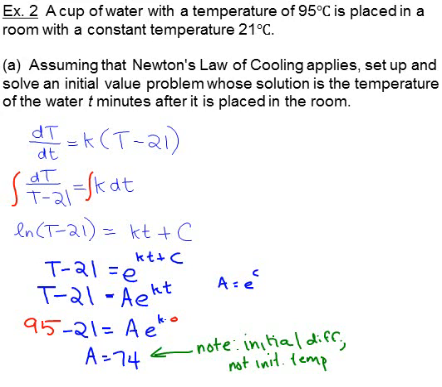It's actually the initial difference in temperatures between the water and the room. With the information given so far, we find that the relationship between time and temperature is capital T minus 21 equals 74 e to the kt. We need more information before we can find the value of lowercase k.